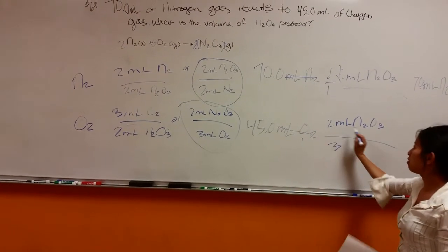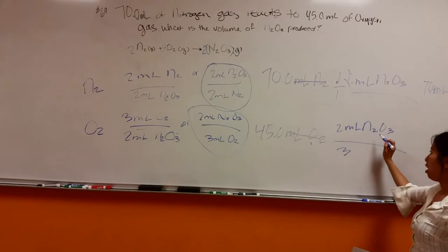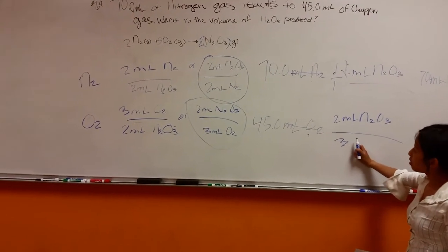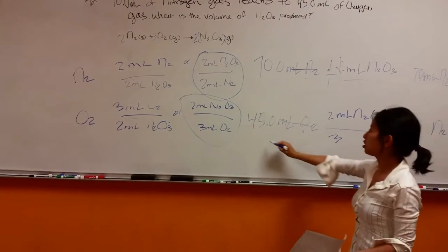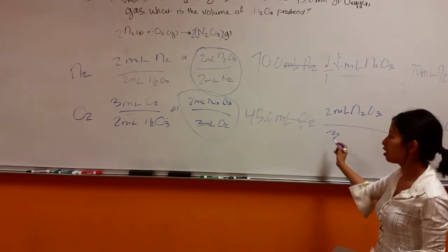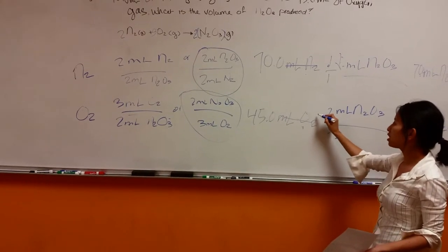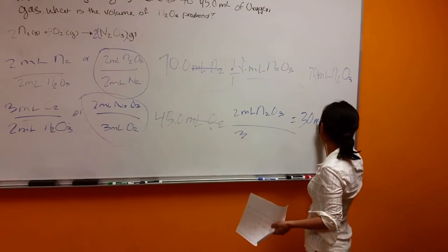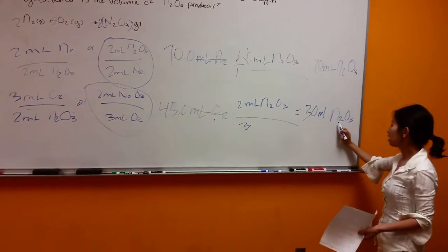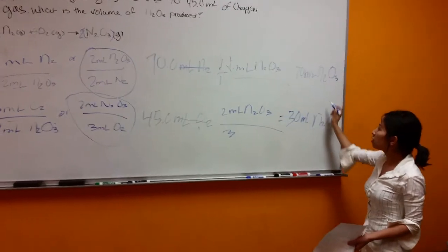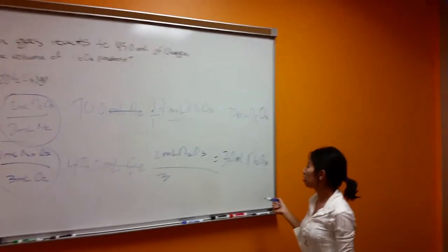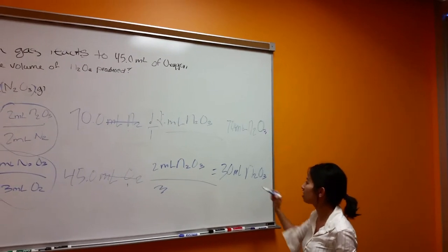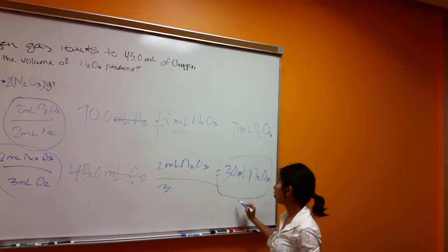What is left is 45 times 2 ml of dinitrogen trioxide over 3. The easiest way for me to do this is that 45 over 3 is actually 15. And 15 times 2, I will arrive at 30 ml of dinitrogen trioxide. And from here we can see that 30 ml is much less than 70 ml of dinitrogen trioxide. So 30 is my limiting reactant.